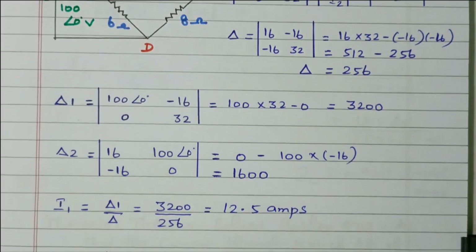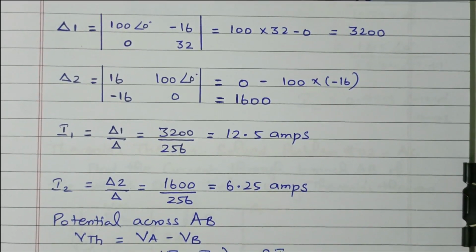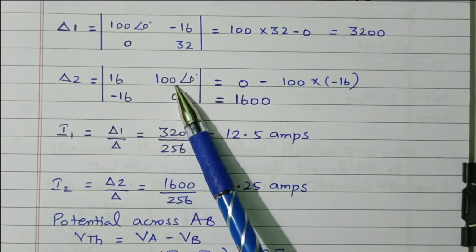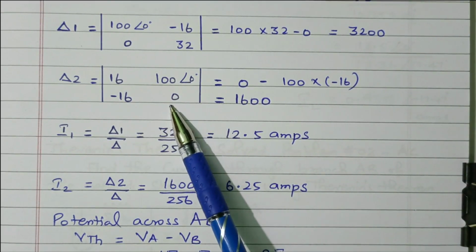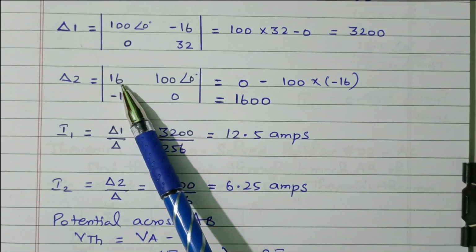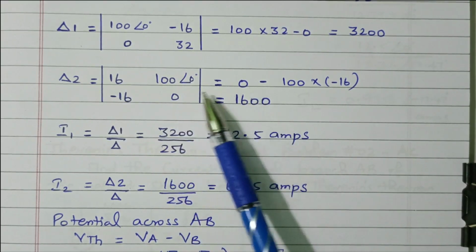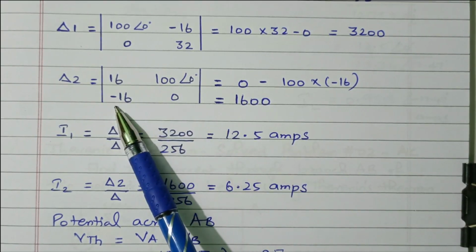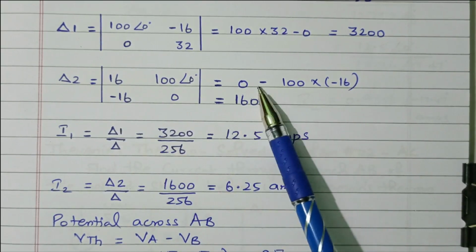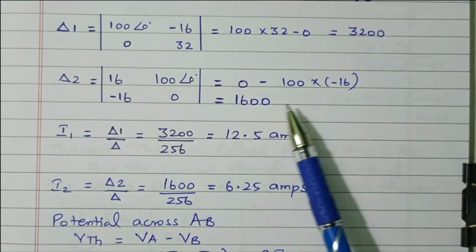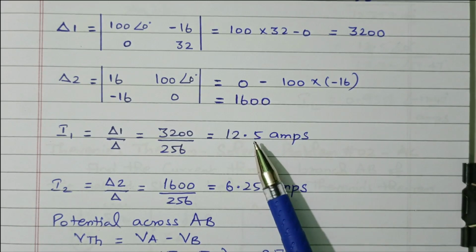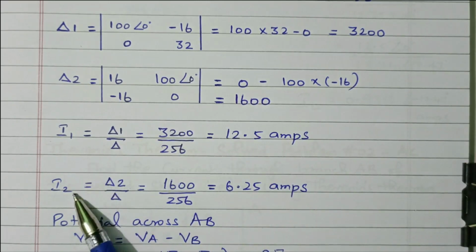Now delta 2. Delta 2 means we have to replace the second column. The second column is replaced by the voltage matrix. So 16 into 0, 0, minus 100 into minus 16. Already here minus is there, here also minus, so 1600. From that we can find I1 and I2.